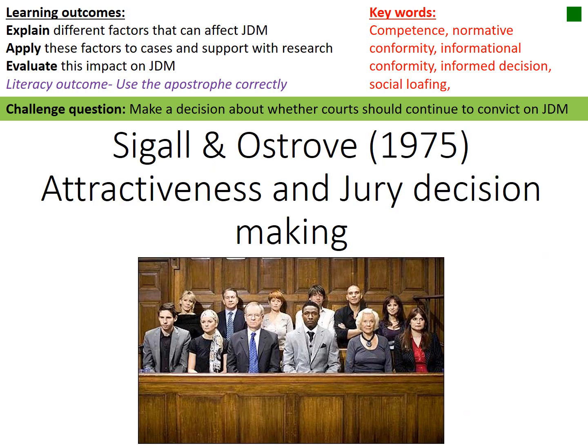Sigel and Ostrom from 1975 do a really good study in order to highlight this influence of attractiveness on jury decision making. Now, they asked 120 participants to make a sentence recommendation for a defendant who'd been told that they either committed burglary or fraud. They were given a piece of card with a crime written on it, which either said fraud or burglary, and they were given a photo of the woman who committed the crime, known as Barbara.